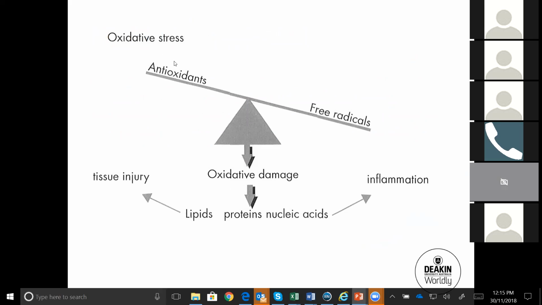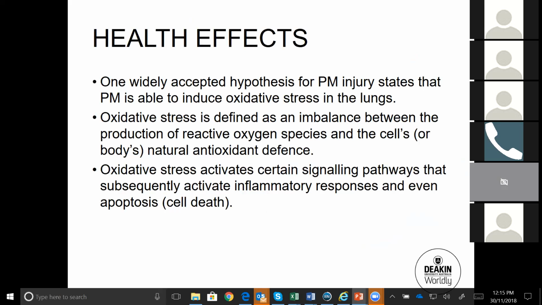Now, once we have more free radicals than antioxidants to fight against them, we will have oxidative damage or oxidative stress. Oxidative damage will attack key molecules like lipids, proteins, nucleic acids, and it is going to lead to either tissue injury or inflammation. And if this oxidative stress is prolonged, eventually it can lead to apoptosis or cell death. So oxidative stress activates certain signaling pathways, and they are subsequently activating inflammatory responses, and then, as I said, they can lead to cell death.